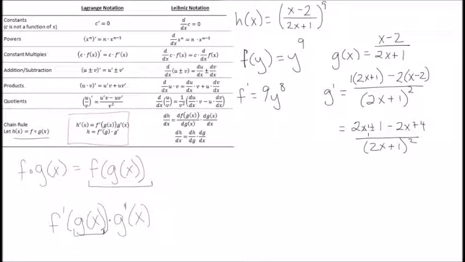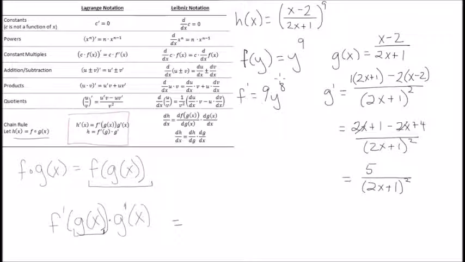I'll do a final step of cancellation. Notice that my 2x's cancel out, and I'm left with 5 on the top. So that's equal to 5 over 2x plus 1 quantity squared. And the final step, I'm going to apply the chain rule.